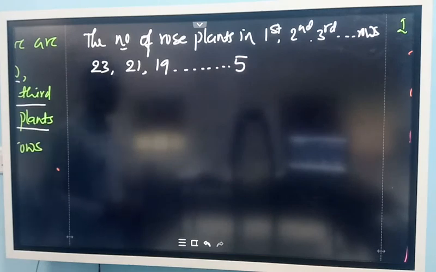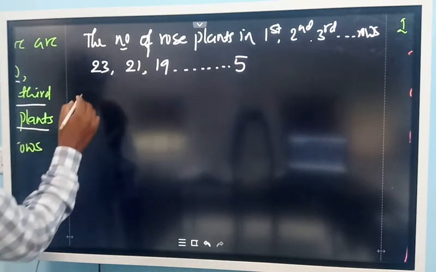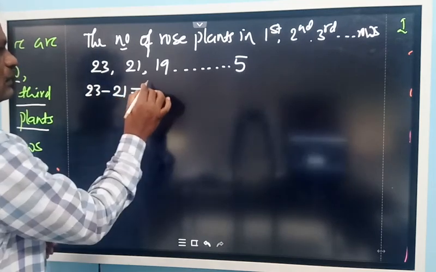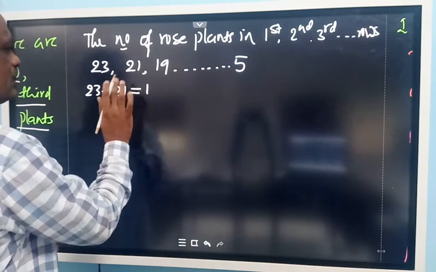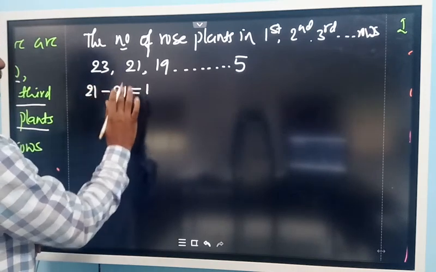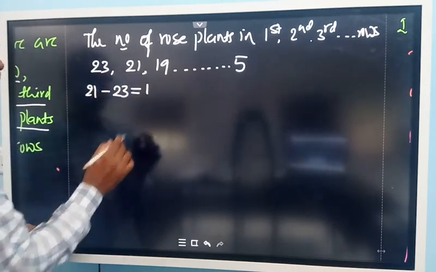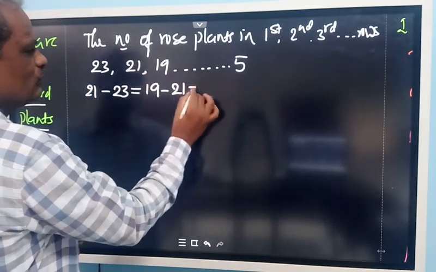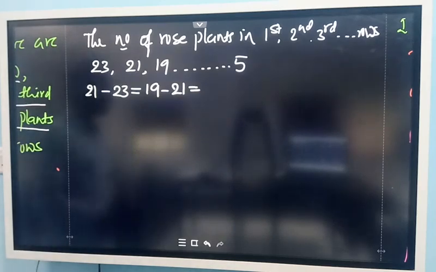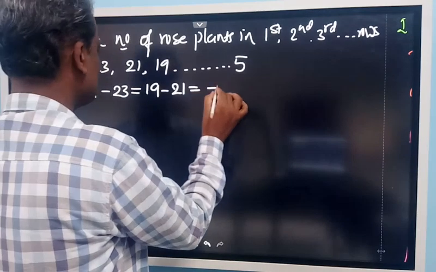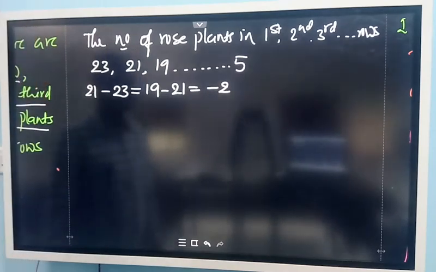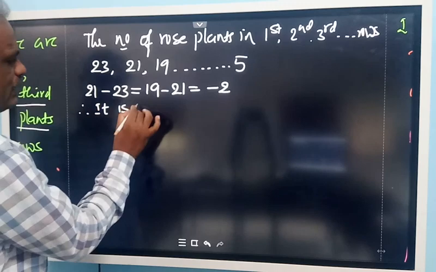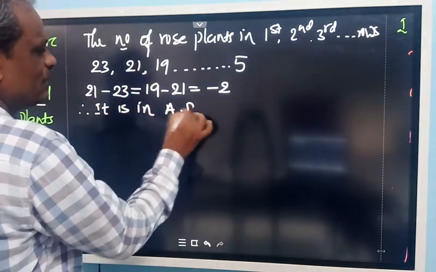So this is in arithmetic progression. So 23 minus 21, it is equal to 21 minus 23, A2 minus A1, then 19 minus 21. So what is the difference? 19 minus 21 is minus 2. So it is minus 2. It is in AP now. It is an arithmetic progression.